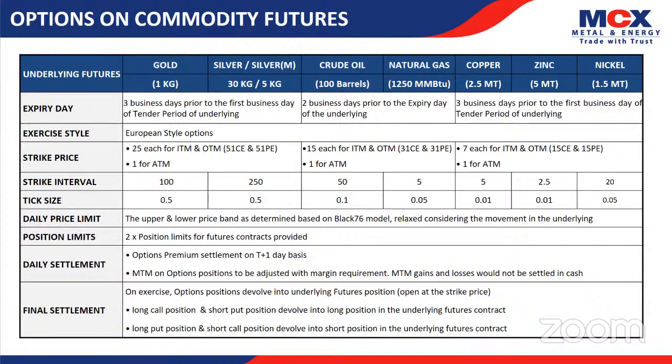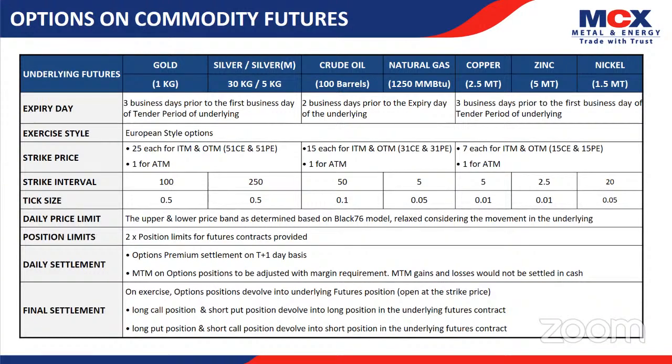The strike prices given in a particular contract have defined strike intervals. That is different for all the option contracts. For gold, it is a 100 rupees difference between the strike prices. For silver and silver mini, it is 250, and for crude oil and natural gas, it is 50 rupees for crude oil and a 5 rupees gap for natural gas strike prices. Copper also has a 5 rupees gap in option strikes. Zinc is 2 rupees and 50 paisa, and nickel has a gap of 20 rupees. You'll have all strikes available.